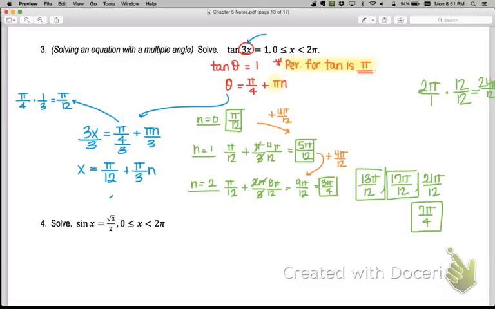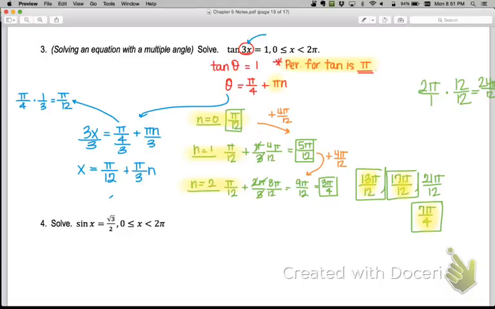So for each one of those, we did when n equals 0, n equals 1, n equals 2. We noticed a pattern after that, but this would be when n is 3, when n is 4, when n is 5. When n is 6, we end up with something that is bigger than 2 pi, so we're done. So 6 possible solutions there.